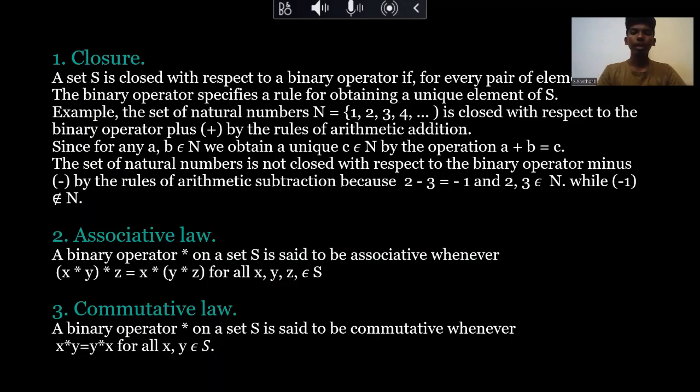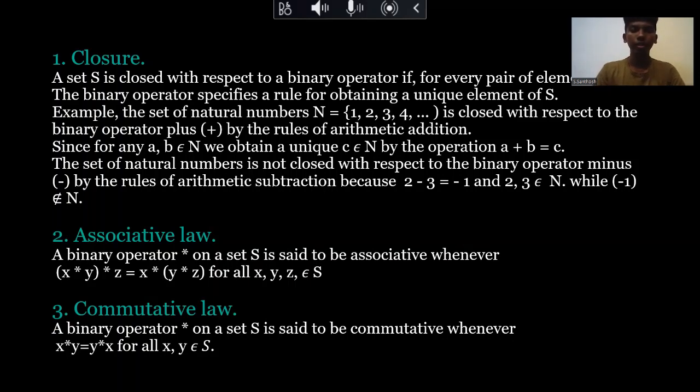Associative property. A binary operator star on a set S is said to be associative whenever (x star y) star z equals x star (y star z). So here it means like if you're multiplying 3 into 2 and that gives you 6, then 2 into 3 is also 6. That is, even if you interchange the numbers, the output is the same. That's what is given in the associative property.